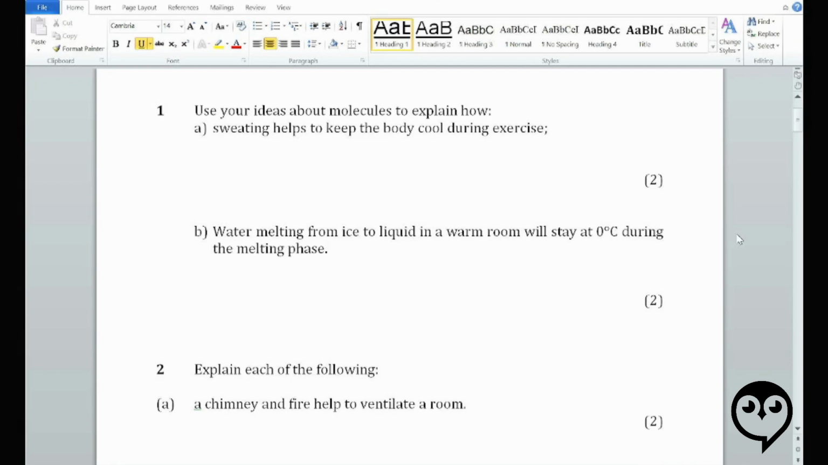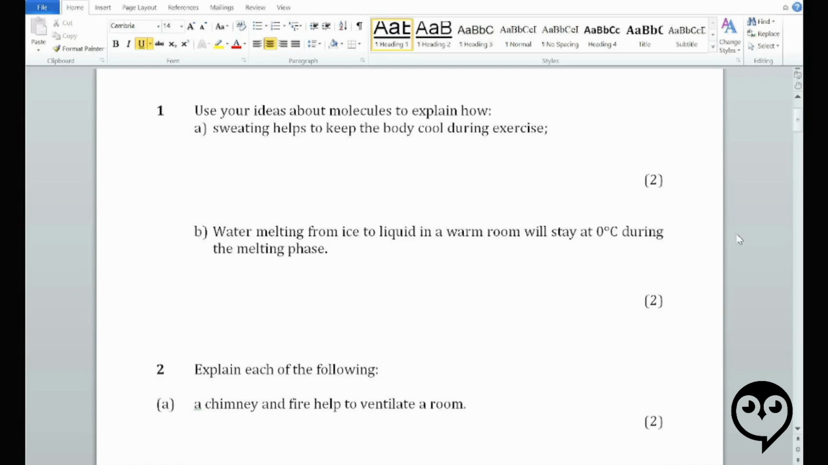I've got, this might be an Edexcel question. I don't know exactly. I've got this from an old paper of a school I worked at. I just want to take a look at this first question real quick, because this involves kinetic molecular theory. How does sweating help to cool the body down during exercise? We know it cools down.